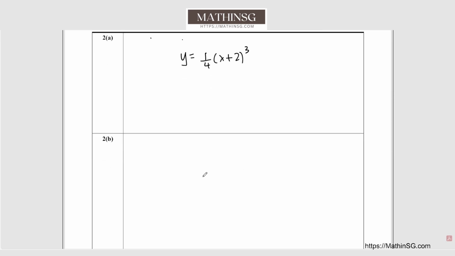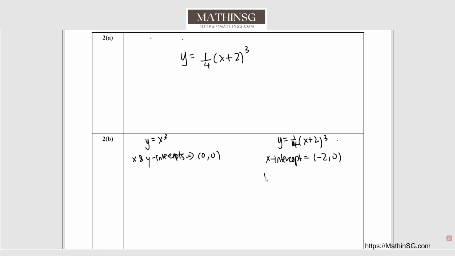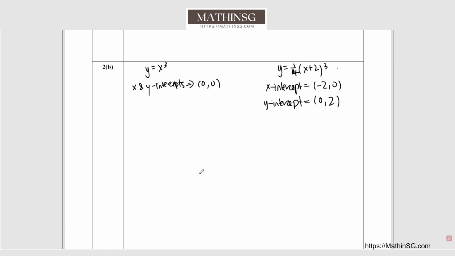Let's put in the things that we have found from the GC. Let's first write y equals x cubed. We know that the x and y intercepts occur at 0, 0. For y equals 1/4 (x plus 2) cubed, the x-intercept occurs at -2, 0, and the y-intercept occurs at 0, 2. So you need to put this inside your graph.